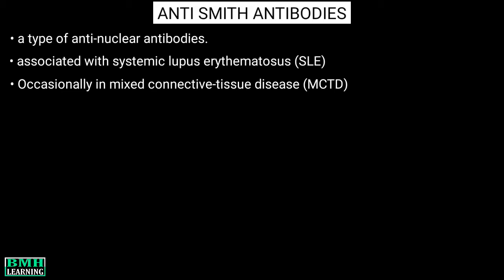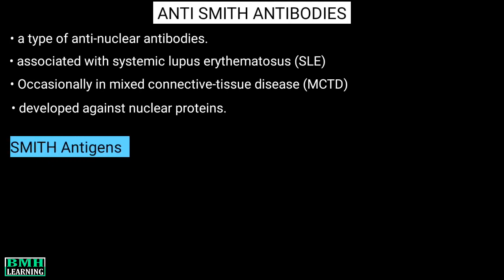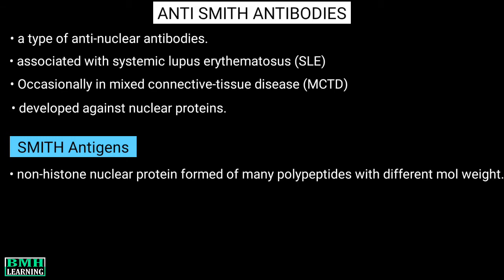As stated, these are a type of anti-nuclear antibodies. That means they are developed against nuclear proteins, and these nuclear proteins are named as Smith antigens. So, the Smith antigen is a known histone nuclear protein which is formed of many polypeptides with different molecular weights.